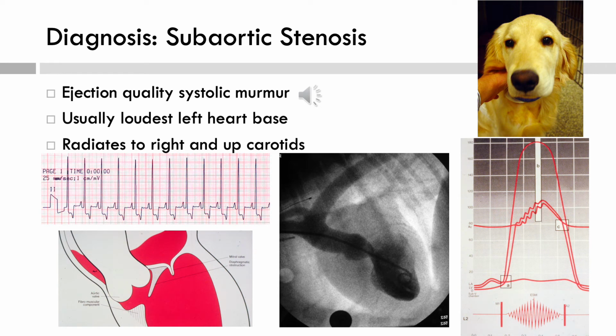This dog had subaortic stenosis with a loud ejection quality systolic murmur. So a crescendo, decrescendo murmur, heard best at the left heart base.